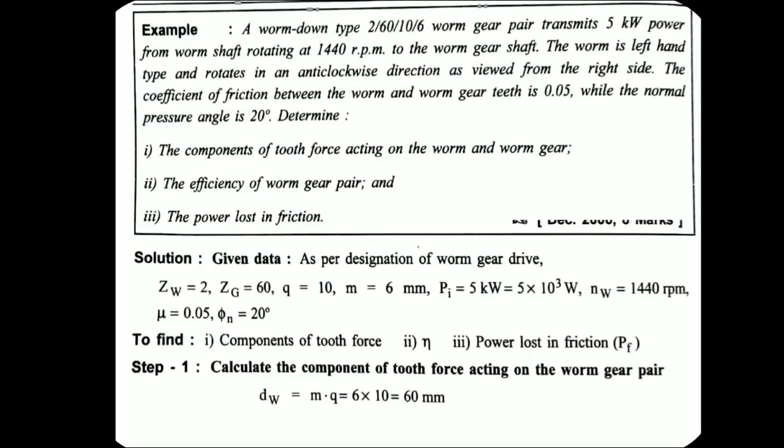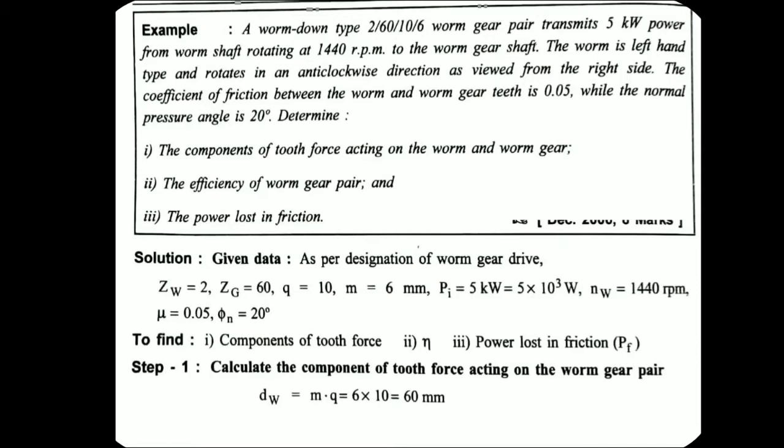So you can see, I'll read the problem. The worm gear pair having designation 2/60/10/6. As I told you, this is the designation. First digit always indicates the number of starts on worm, second digit will be the number of teeth on gear, third digit will be the diametral quotient, and the fourth one is the module. If there is a fifth one, that would be the center distance.